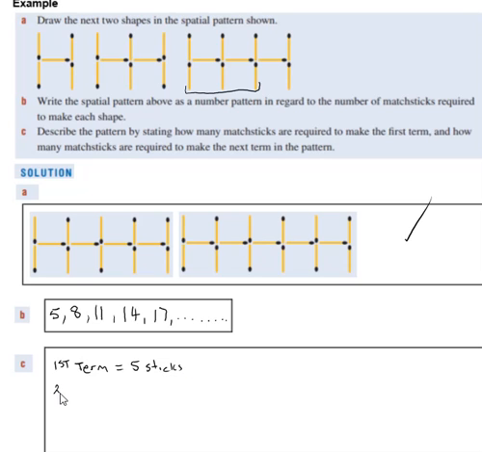For the second term, we need, and I'm going to write this way, 5 plus 3 sticks. And I'll do the third one so you can see the pattern. It's going to be 5 plus 3 plus 3 sticks.